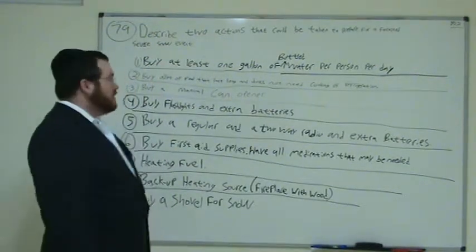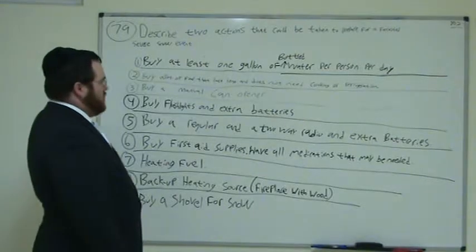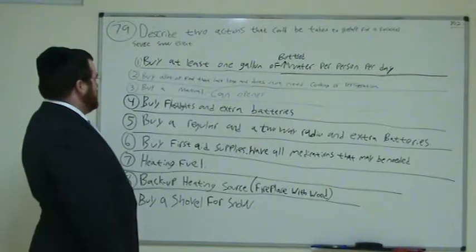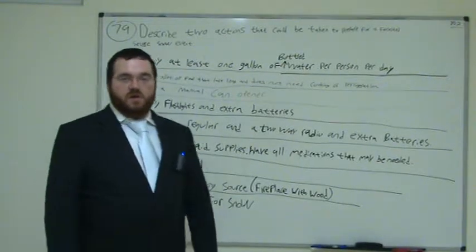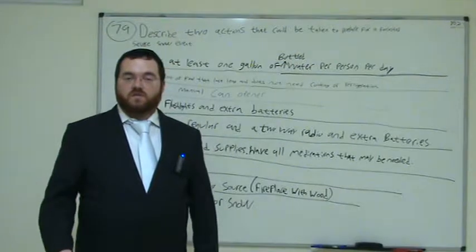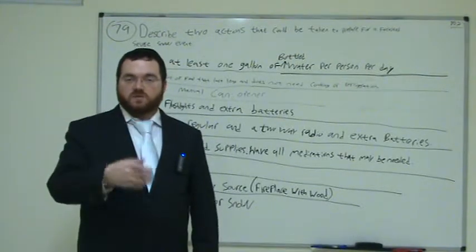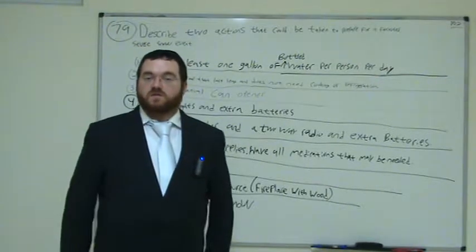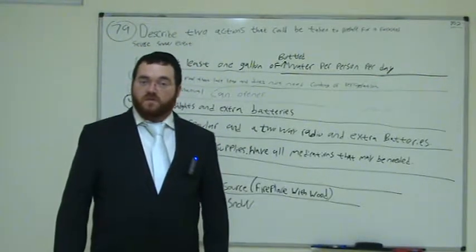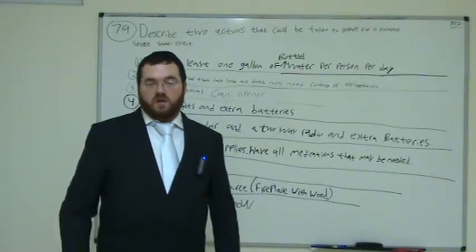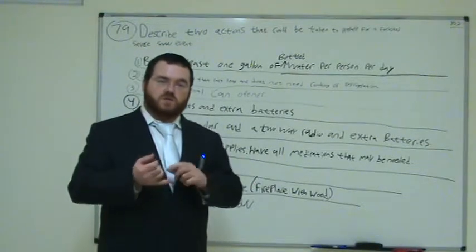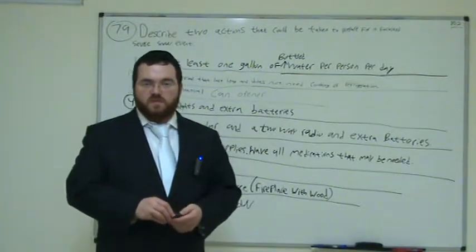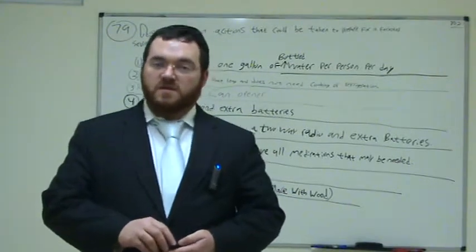Question 79. Describe 2 actions that could be taken to prepare for a forecasted severe snow event. Now, a forecasted event means an event that the forecast says will happen, and it's going to be severe snow. A severe snow event means very much snow, which means that the streets will be closed, the stores will be closed, and it's even possible you won't be able to leave your house for possibly a few days.